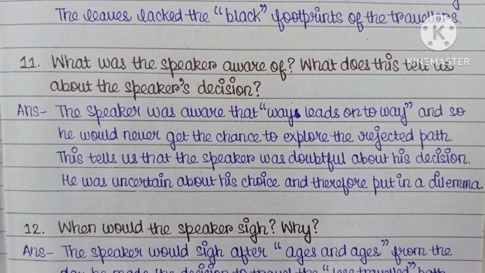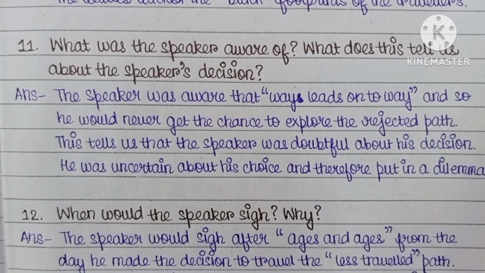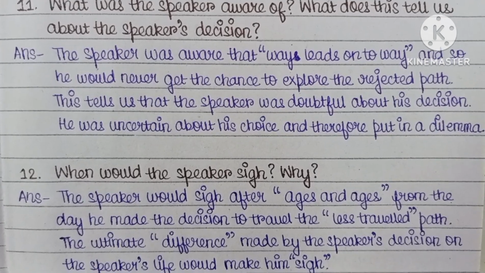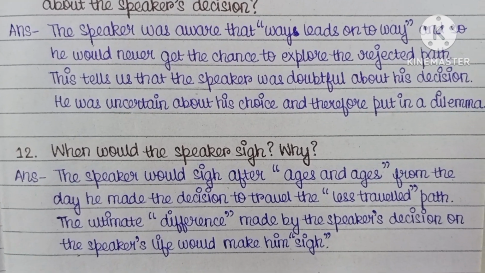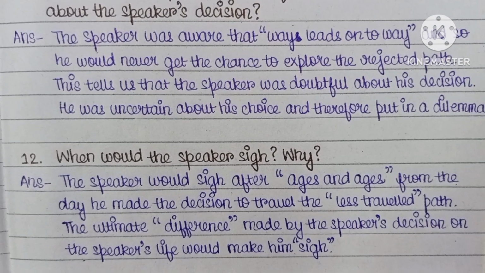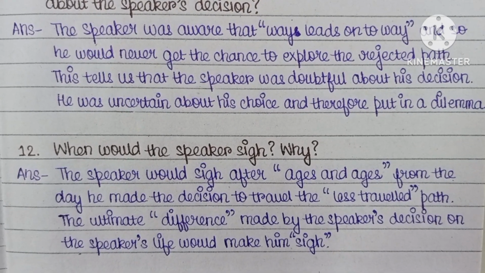This tells us that the speaker was doubtful about his decision. He was uncertain about his choice and therefore put it in a dilemma. Now, number 12. When would the speaker sigh and why?